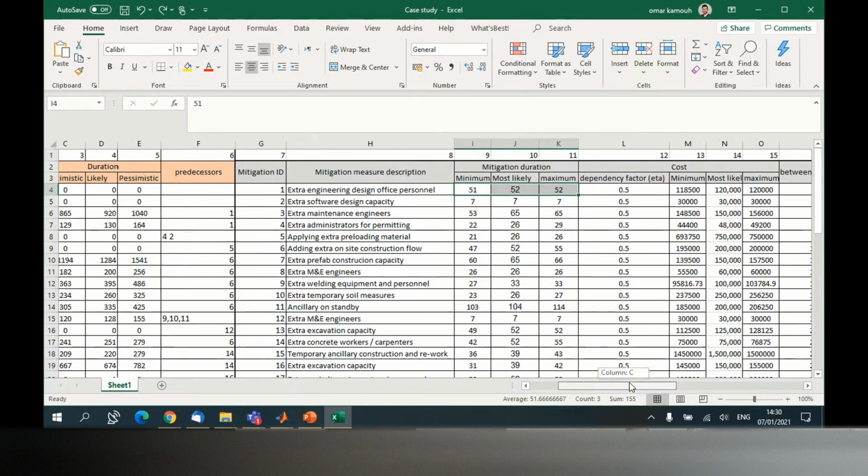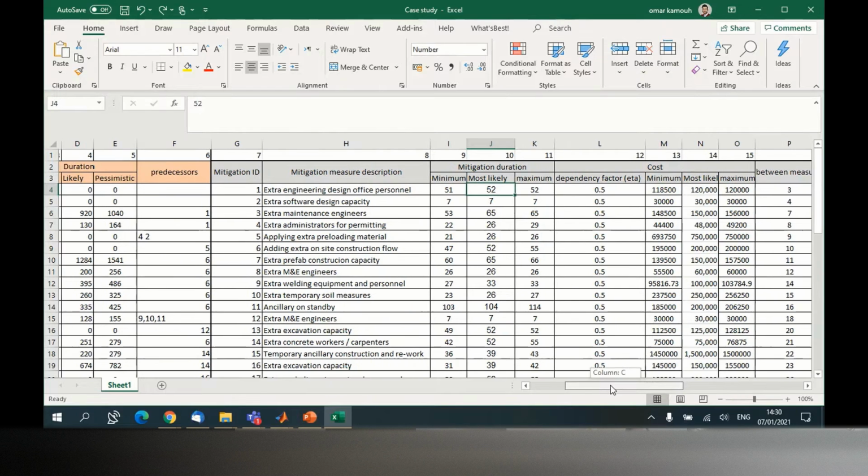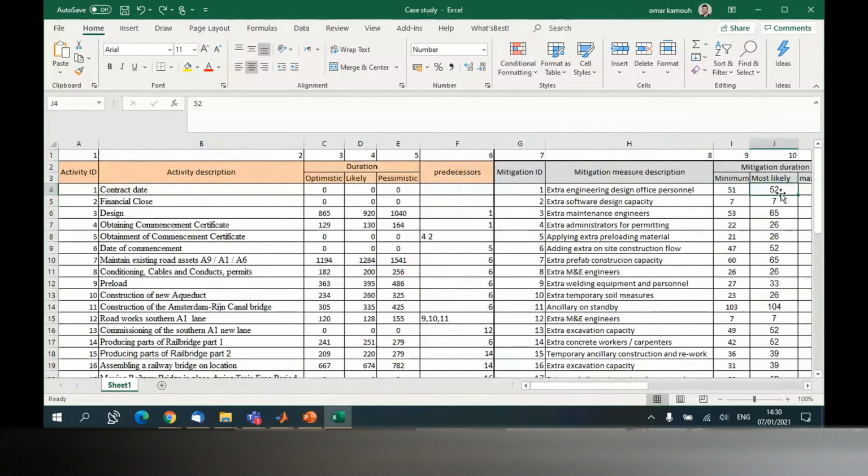For example, the first mitigation measure affects activity number 3. The duration is 52 days for the mitigation measure. So 52 days is less than 920, right? Yeah, because you want to subtract this number from this number. You cannot have a negative value. Okay, so just play it logical.